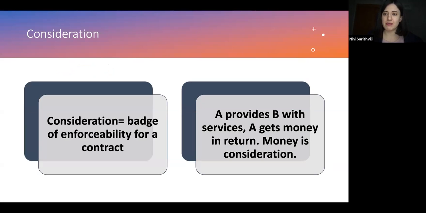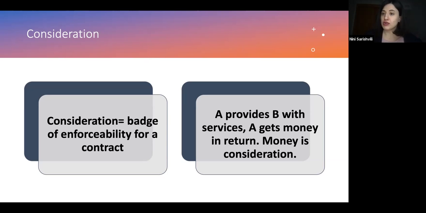The next step that comes after the discussion of offer and acceptance is consideration. Consideration is basically something that the party gives in exchange because law doesn't enforce gratuitous promises. In order for a legal contract to be binding on the parties, there has to be a consideration. Just offer and acceptance is not enough.